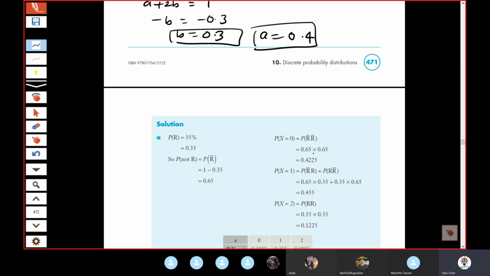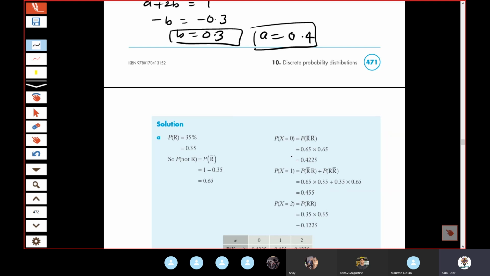Again, Andy, just to make it clear, it's not about you picking one so you're losing. It's the probability of you picking a red car, which on average is 35%. So not getting a red car is 65, and then again 65. And then the probability of selecting one red car would be not having a red car and then having a red car, or having a red car and then not having a red car. It becomes that.